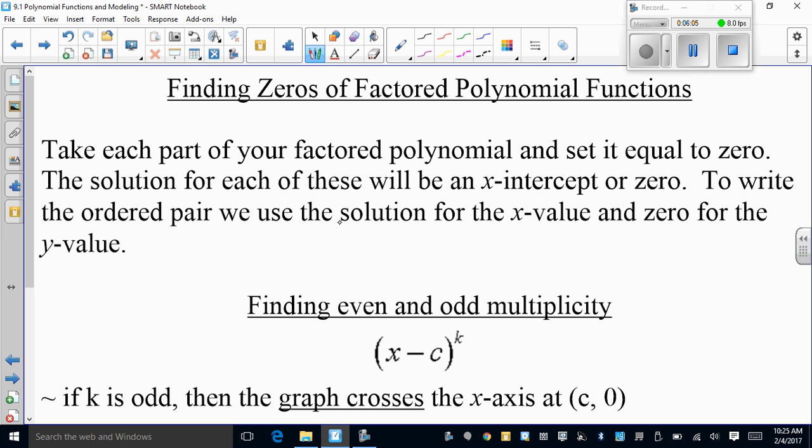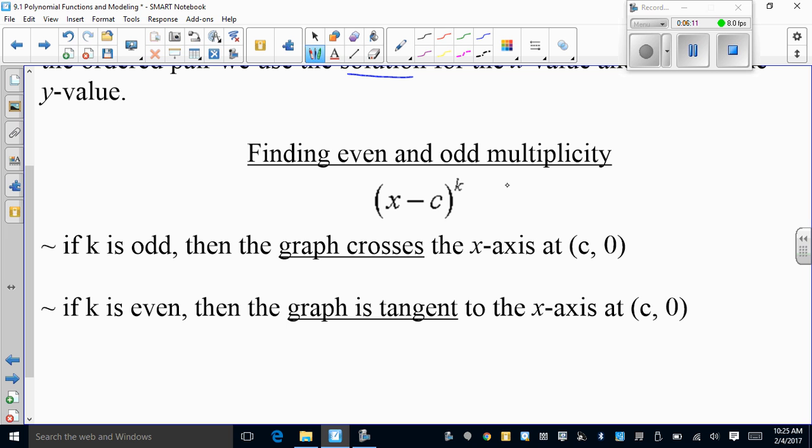So, finding even and odd multiplicity, you have something like (x - c)^k. If k is odd, so let's say (x - 1)^3, then the graph crosses the x-axis at (c, 0). So it would cross at (1, 0). And since this has a power of 3 on it, it has a multiplicity of 3. That's how you would write it: the fact that this value happens 3 times. And you won't see it on a graph because it's happening 3 times.